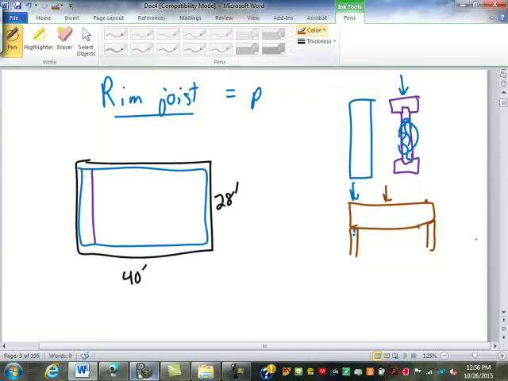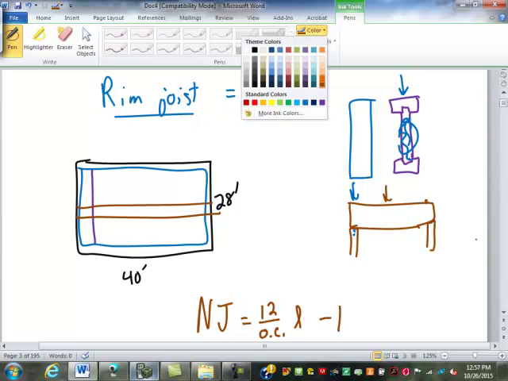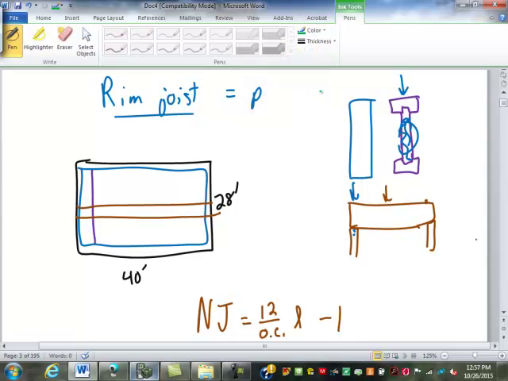We also need then the number of joists that you're going to put in here. So NJ stands for the number of joists. It is going to be 12 divided by OC, where OC stands for on center, times your length, minus 1. Usually I do each section separately, and I'll show you why.